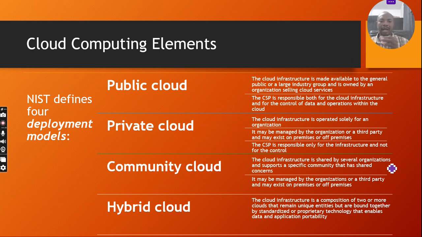Okay, the hybrid cloud is cloud infrastructure, and is a composition of two or more clouds that remain unique entities. Two or more clouds come together to be like one entity, okay? They work together to achieve their goals.